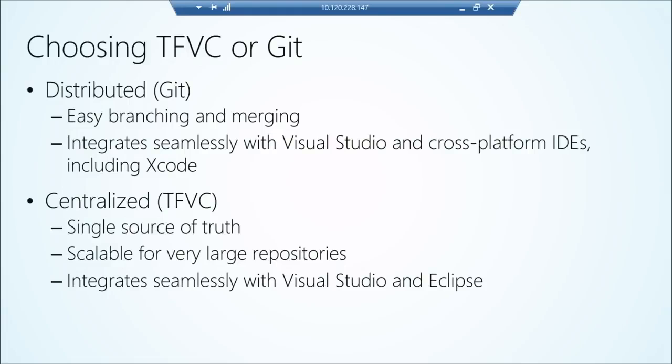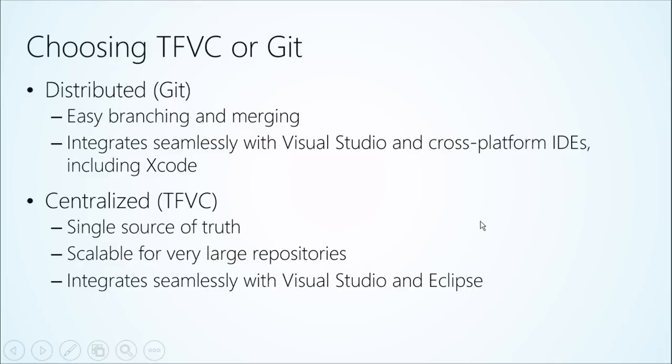Really, really cool. First, you got to pick what you're going to use. So, in determining whether or not you should use Team Foundation version control or Git, which are two different version control paradigms, both available to you in Visual Studio Online, you need to know a few things. First, Git is a distributed version control with very easy branching and merging. The branching and merging occurs locally, extraordinarily lightweight, and integrates seamlessly with things like Visual Studio, as well as lots of cross-platform IDEs. So if you happen to be using something like Xcode, for instance, or any IDE that supports Git, you can use Visual Studio Online with Git.